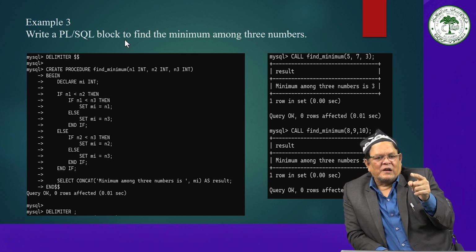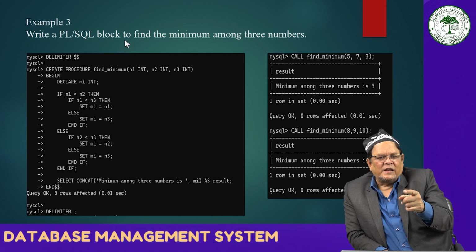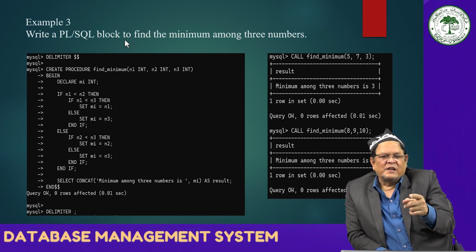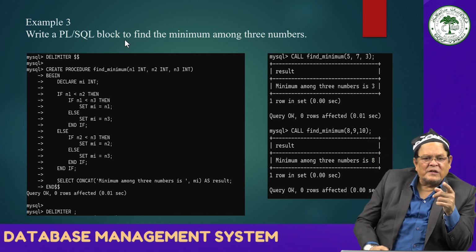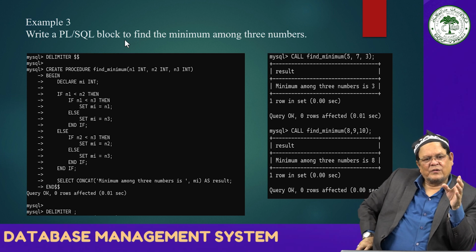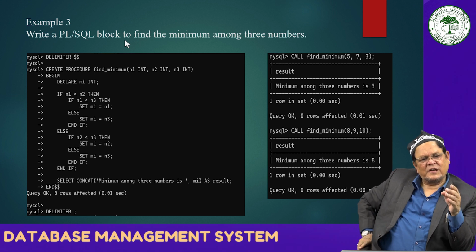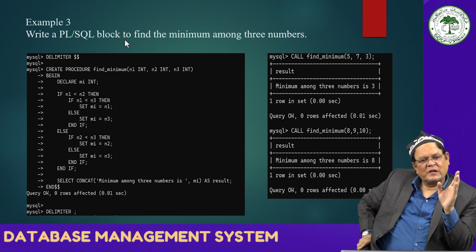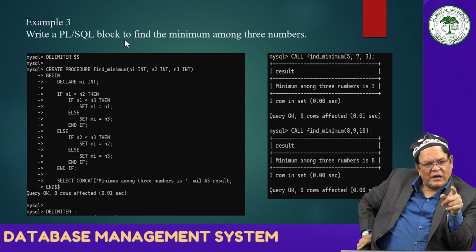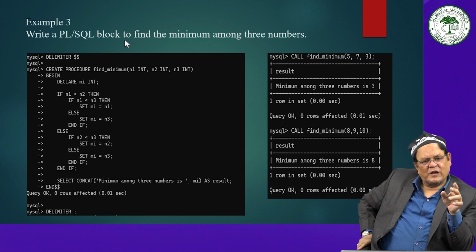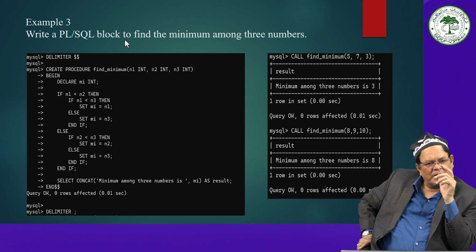Then, n1 greater than, else if n2 is less than n3, then we can say that minimum is n2. Otherwise, set minimum equal to n3, end if. Then it must be closed for that end if, else, end if. There are two end ifs there.